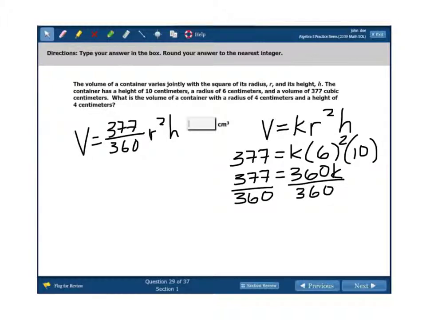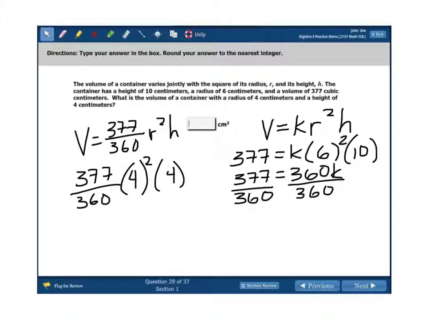Now all I have to do is plug in the numbers they gave me. 377 over 360 times 4 squared, 4 for the radius squared, times a height of 4. We're going to use our trusty TI calculator. 377 over 360 times, it's really 4 to the third power there, isn't it? 4 to the third power. I get 67.0222, so 67.02 with the 2 repeating. We're going to knock that off. 67 is the answer that goes in the box.